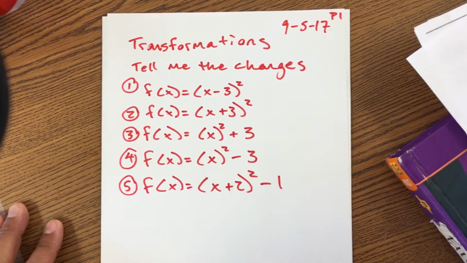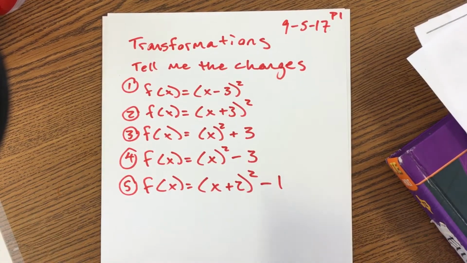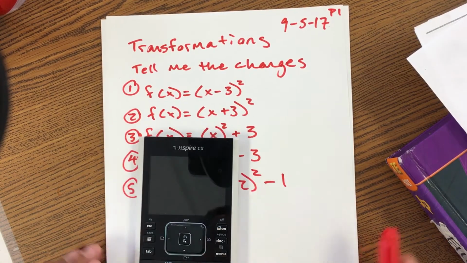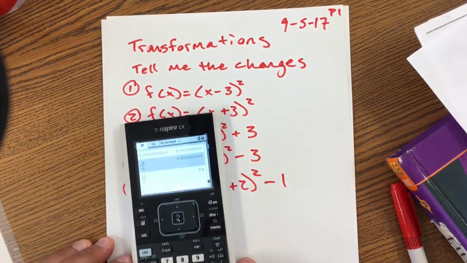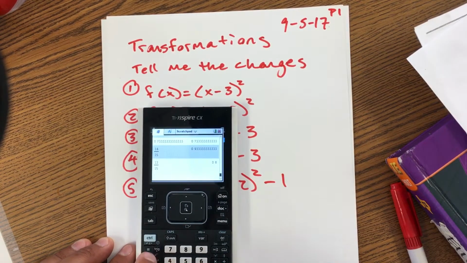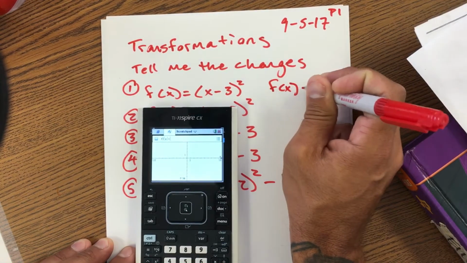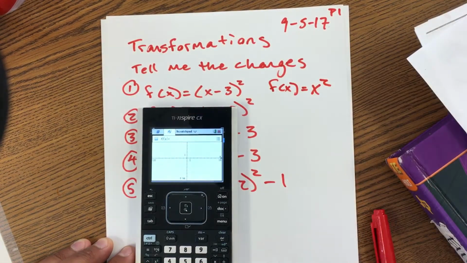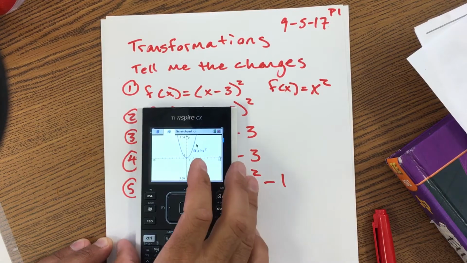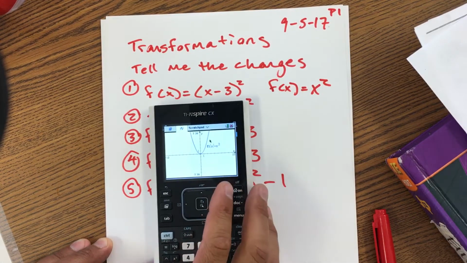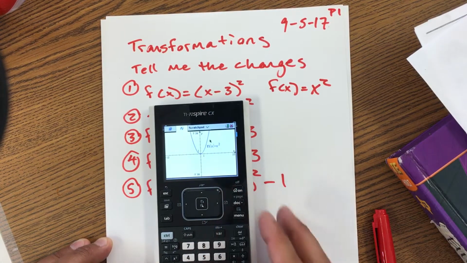So when I do this, I'm gonna use the calculator. I'm going to show the parent function and the change to the parent function. So I'm going to go to my f of x equals. The parent function for this is f of x equals x squared. That's the parent function. So I'm going to put that guy in here, x squared, and it's going to graph it out for me. And then I'm going to go through the process of looking at some changes to see what's different.